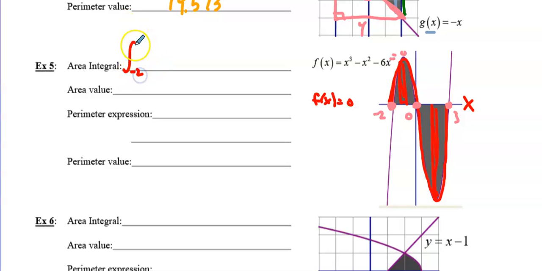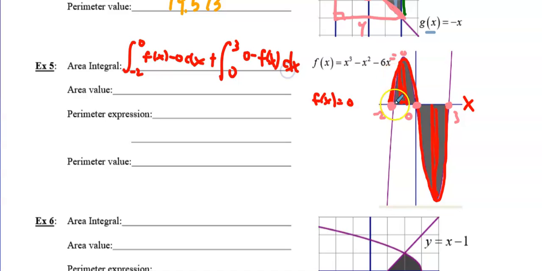So from -2 to 0, our top function is going to be the function f of x. Our bottom function is going to be 0, dx. And then from 0 to 3, our top function is going to be 0, and our bottom function is going to be f of x. Because area, again, is just top minus bottom when it's all in terms of x.